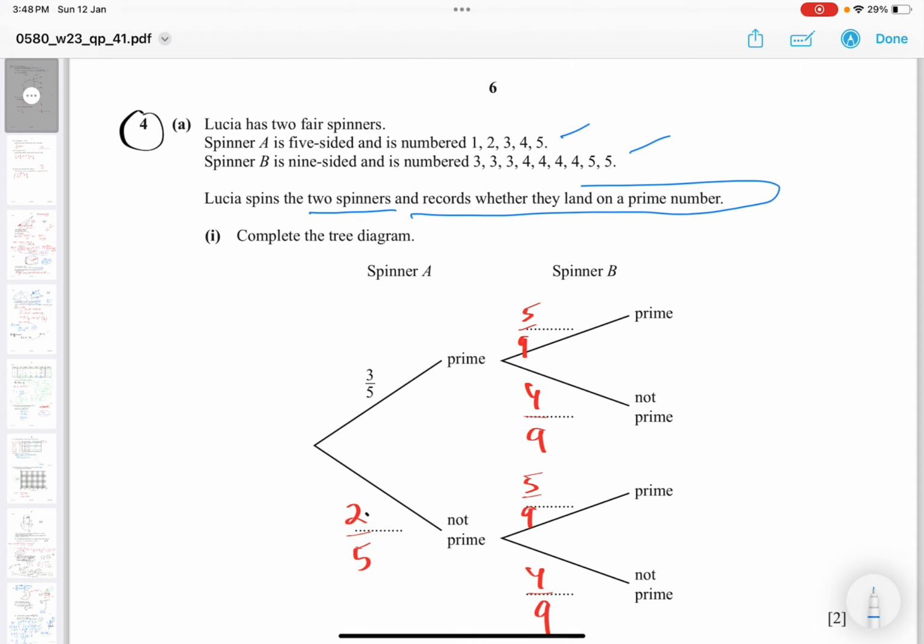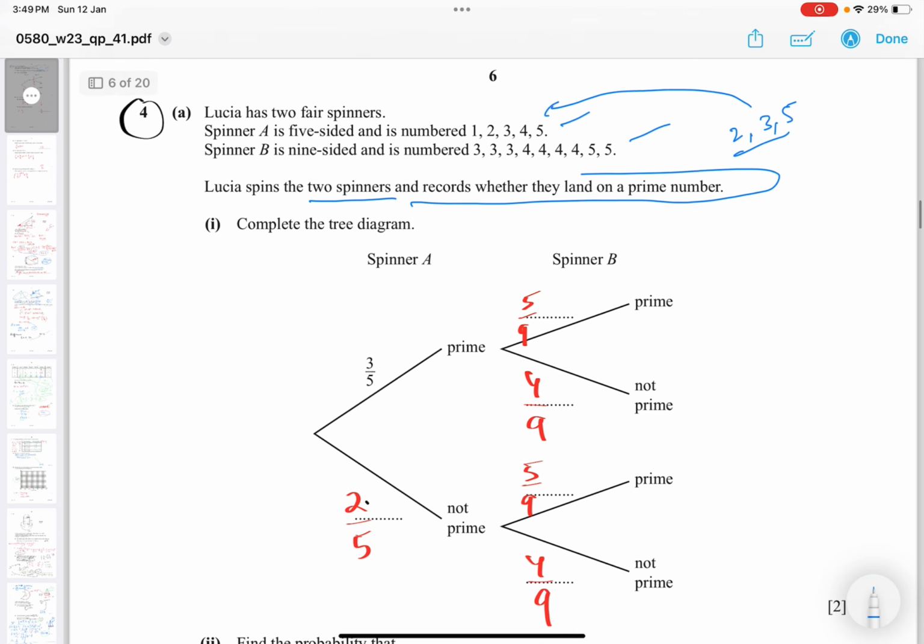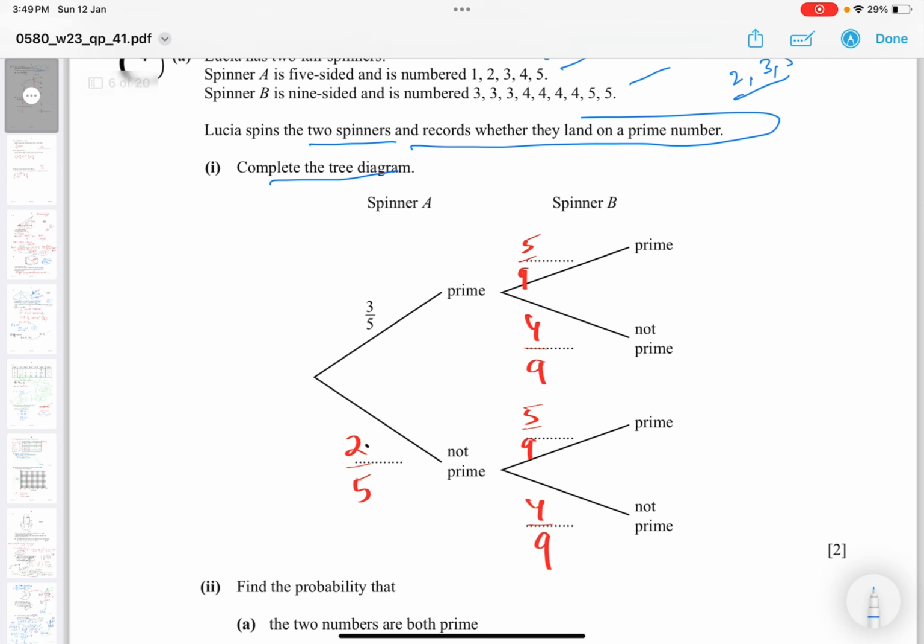Is one a prime number? No, one is not a prime number. It starts from 2, then 3, then 5. So we can see only 3 prime numbers in this. So we have to complete the tree diagram.